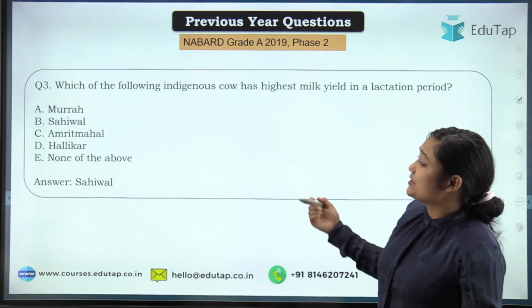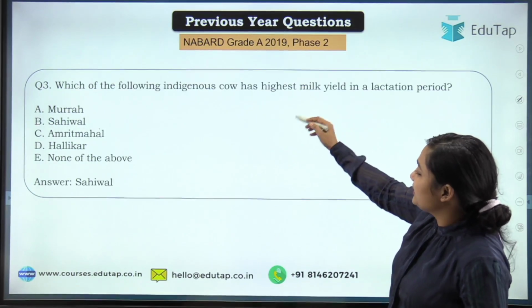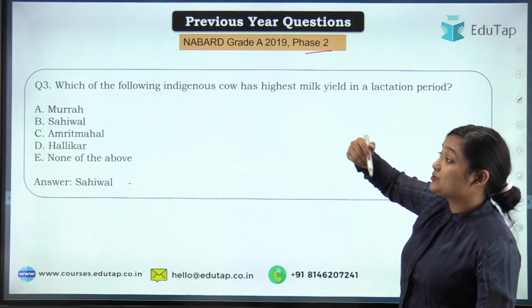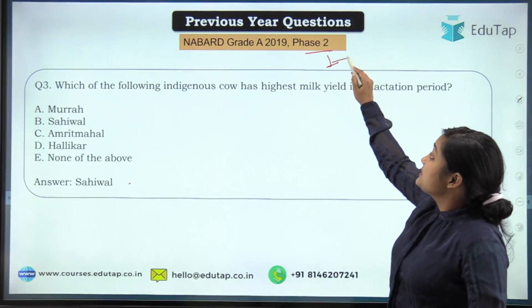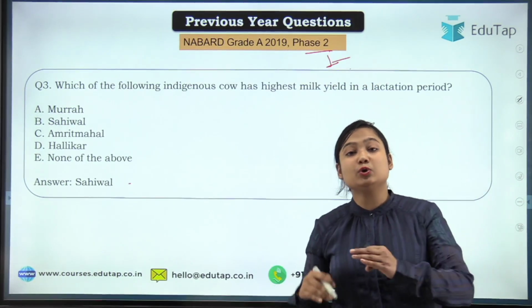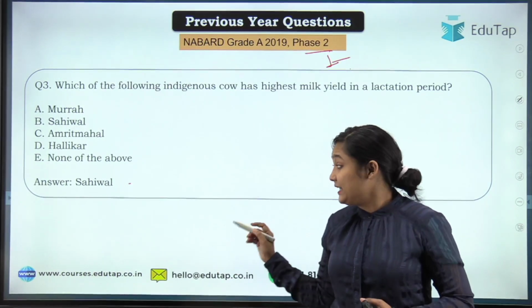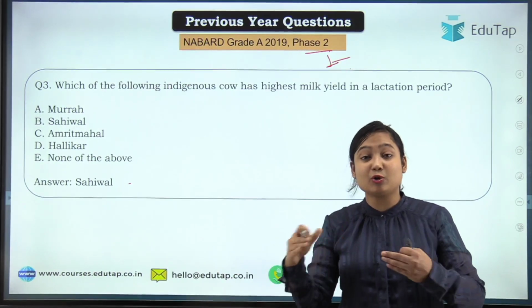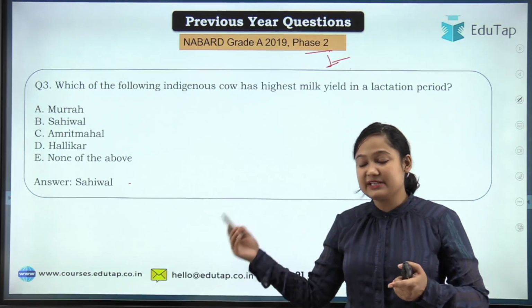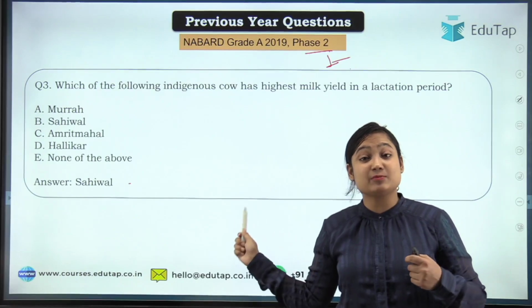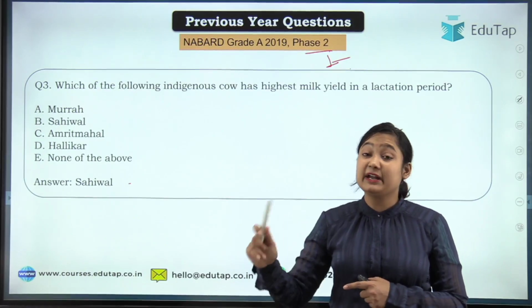Now moving to the next question, which of the following indigenous, okay, the answer is already mentioned, but let's see the question again, 2019 phase 2. In a particular similar examination, you will see 2 to 3 questions or sometimes 4 or 5 questions coming from this particular topic, and we haven't even covered the total animal husbandry. There is the second part of breed left, there is milk left, so I think you can totally guess how important this particular topic is, and direct questions are there.